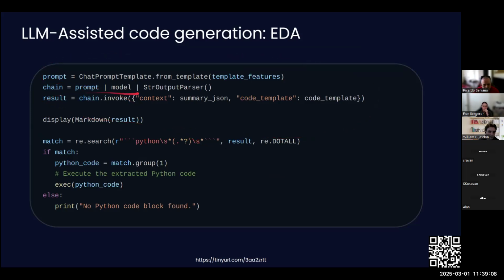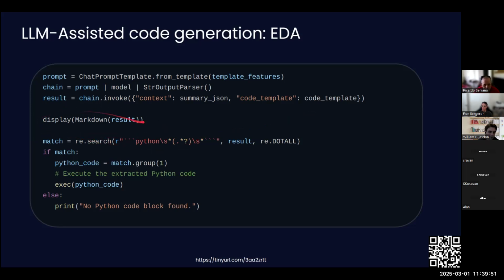Then the prompt: I send the prompt from the template to the chat prompt, and during the chain invoke command is where I place my placeholder variables. For the context, I put the summary JSON I created from my function earlier. For the code template, I create a code template variable where I store an example of code. Right now in the Kaggle notebook I use a sample variable, but in the future I will probably improve it by storing the code template directly in a Python file that I upload to Kaggle, and then I can load the code and send it to the prompt.